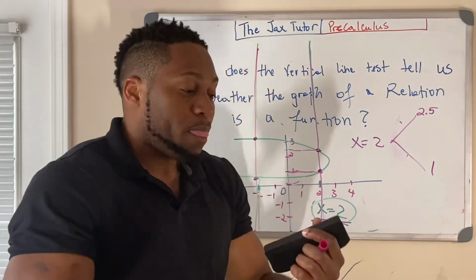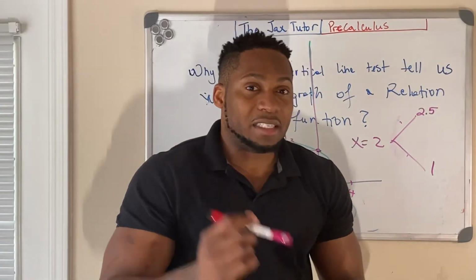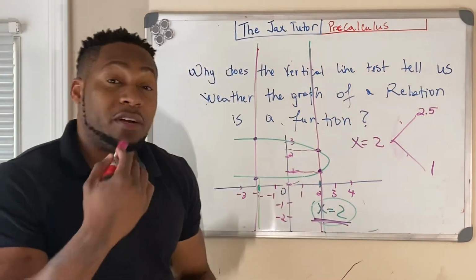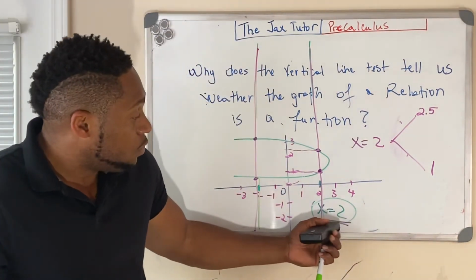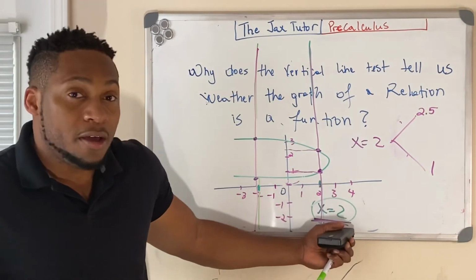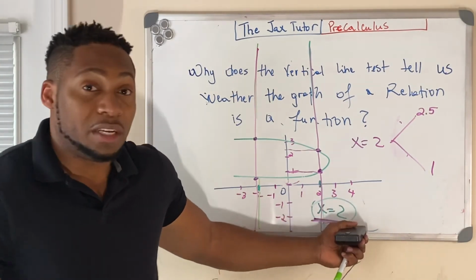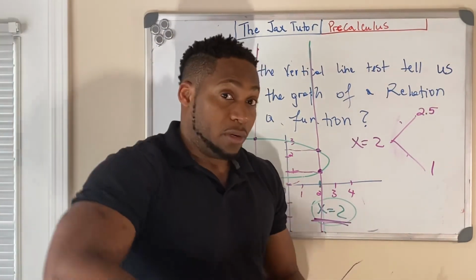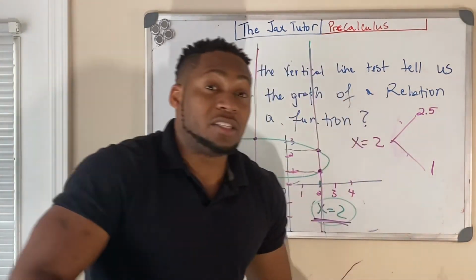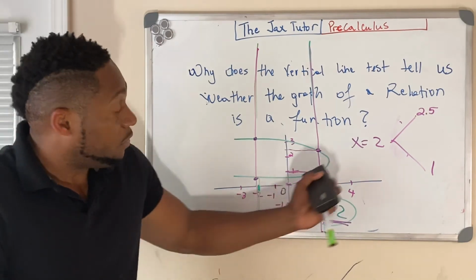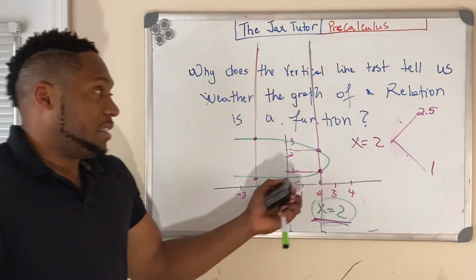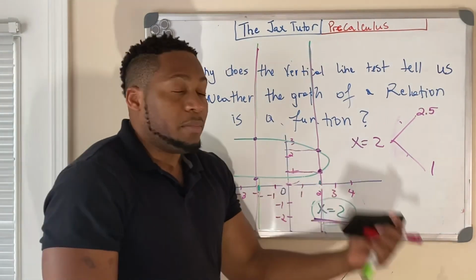In recap, the vertical line test tells us whether or not a relation is a function, because it tells you how many outputs are associated with that input at that vertical line, where the vertical line is x is equal to a value. So it tells you how many outputs are there. If you have multiple outputs, that means it's not a function. If you have one, that means you're in a function.